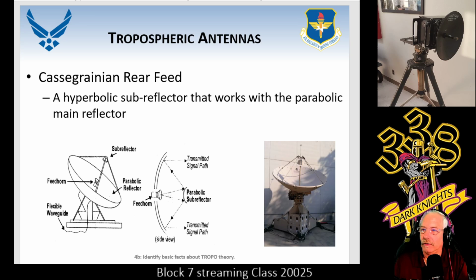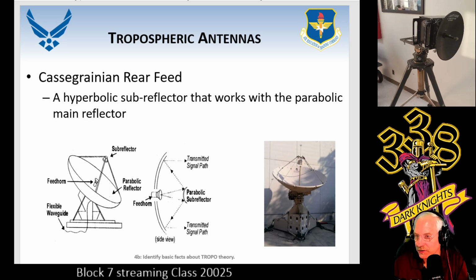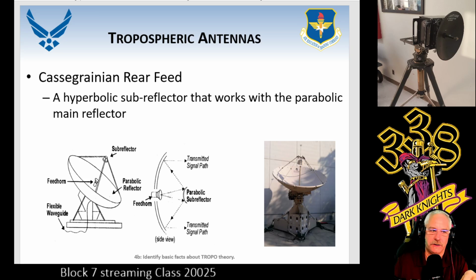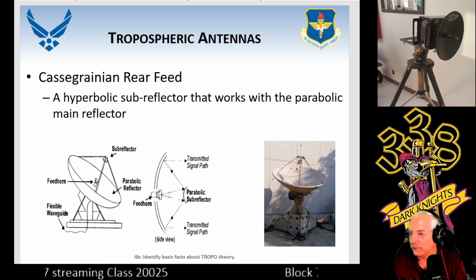It's on the rear of the dish, whereas the front feed bounces it from the front off the dish and then out. These can be considered what I call a double shot, which takes 2 bounces in order for it to go out the dish, or 2 bounces to get back in if you're doing a receive.